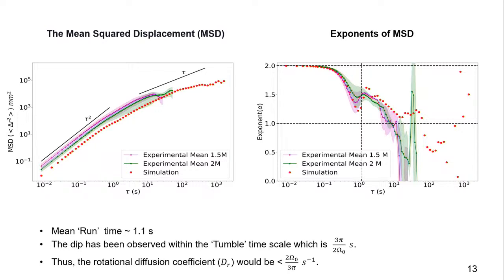Yeah, and is there a reason why the exponent goes a bit wild at large time? Yeah. It is coming from a fluctuation only. Okay. Thank you.